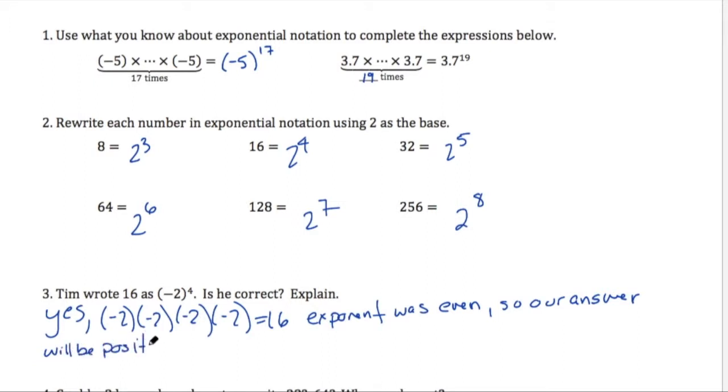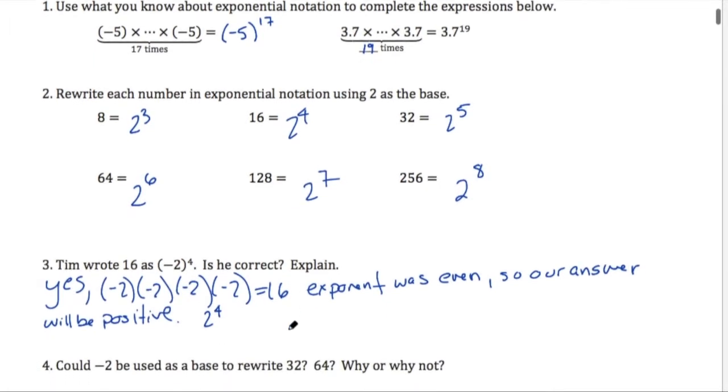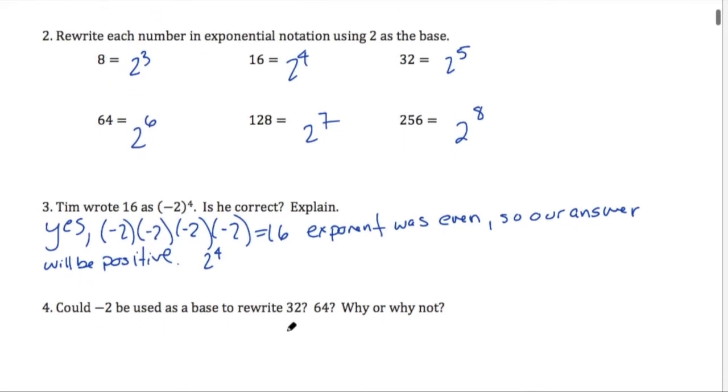We could have represented it; Tim could have done 2 to the 4th to get us 16, but negative 2 with the parentheses to the 4th power is 16, so he is correct. Could negative 2 be used as the base to rewrite 32?